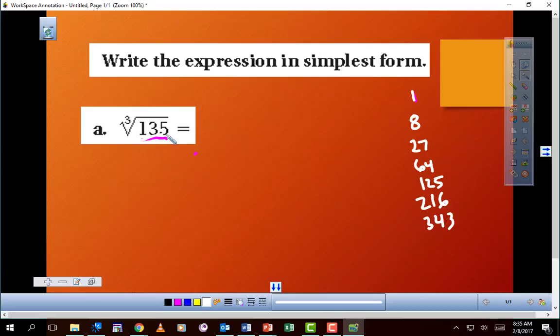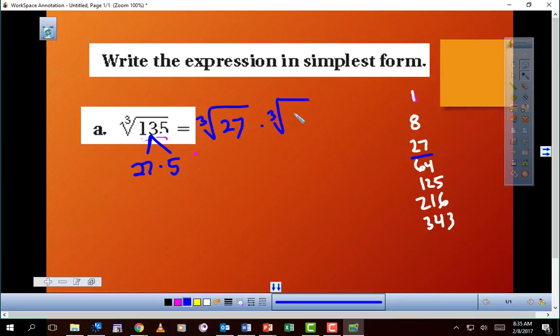So when you're looking at this number here, you might be saying, well, gee, I don't see any of these cube numbers here. But remember, you can write this as a factor of two numbers. So if you check carefully on your calculator, you can find out that 27 is a factor. So this is 27 times 5, for example. So the advantage of knowing this little fact is that we could write this as the cube root of 27 times the cube root of 5.